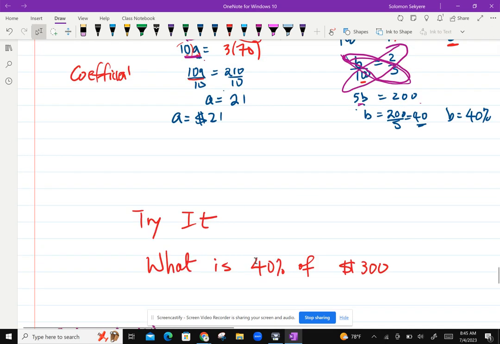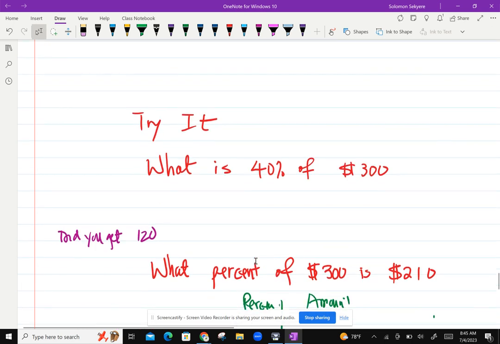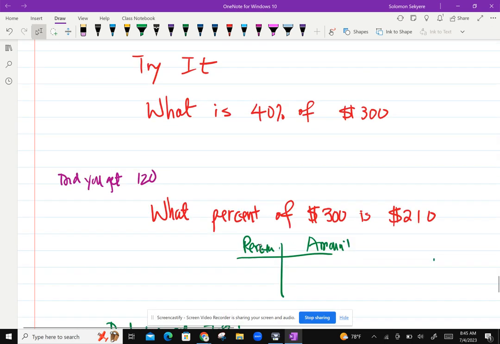What is 40% of 300? Set up the table. Okay, did you get 120? And the 120 is what? It's an amount, so we put a dollar sign.